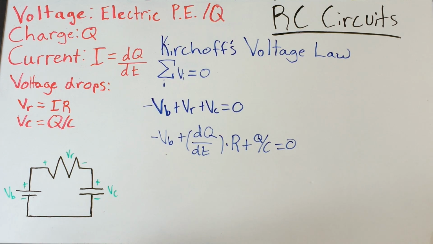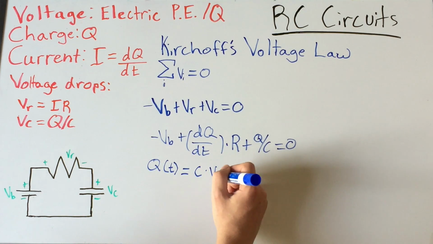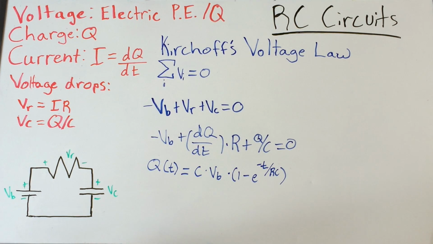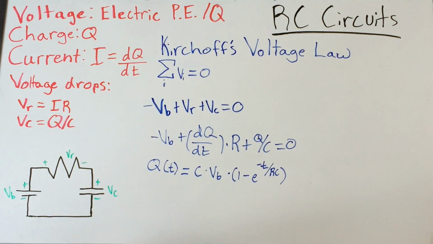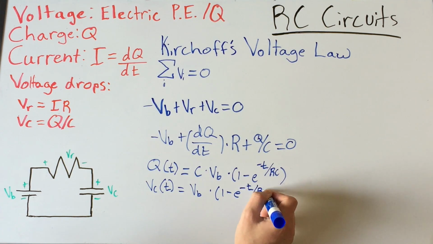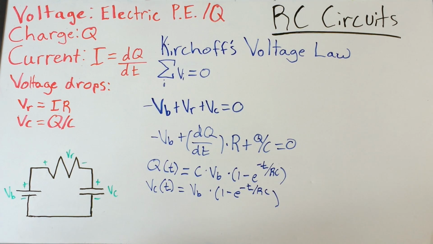By rearranging this equation and integrating both sides from time 0 to time t, we can get the solution for the charge on the capacitor as a function of time. Using the voltage drop across the capacitor equals the charge over the capacitance, we can rearrange this equation to get the voltage drop across the capacitor as a function of time. And then substituting this back into Kirchhoff's voltage law, we can get the voltage drop across the resistor.